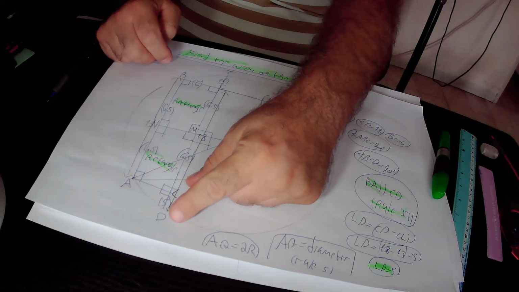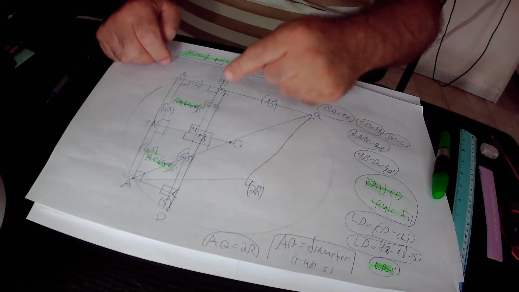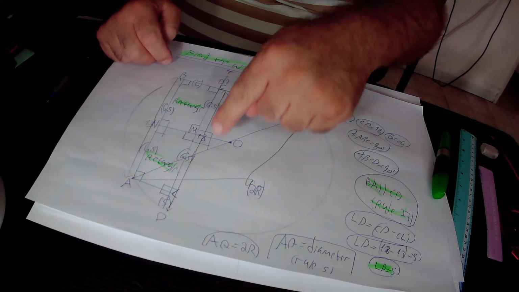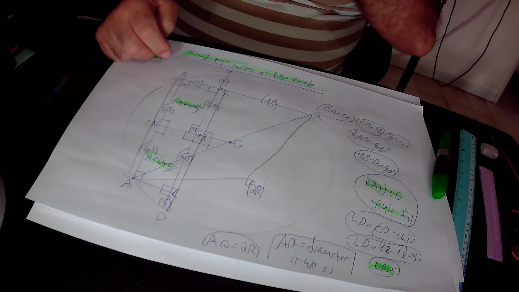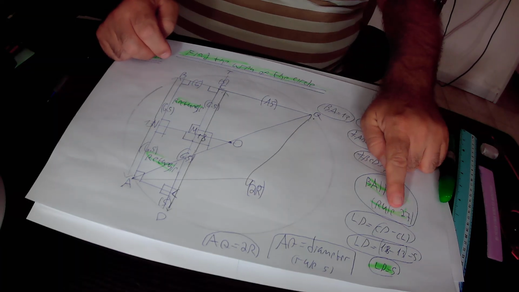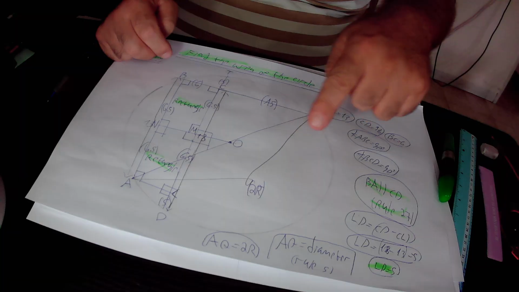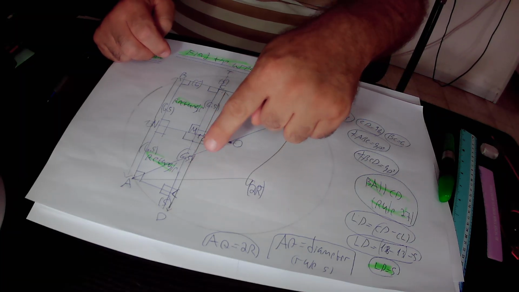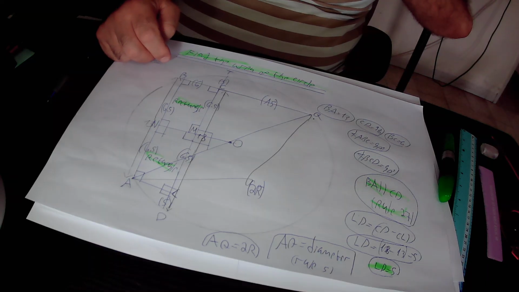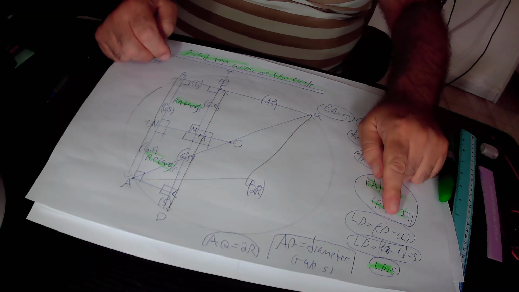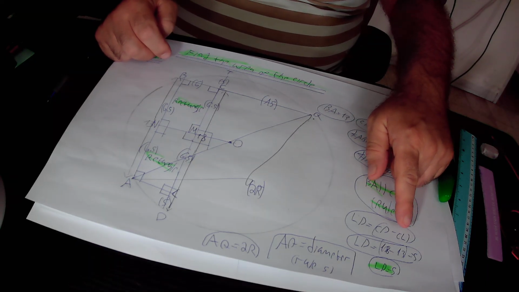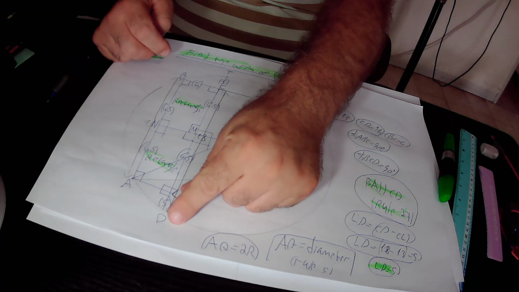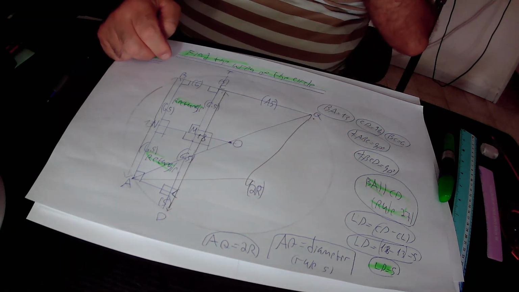What is the length of this short line segment LD? LD equals CD minus CL. So LD equals CD, that is 18, minus CL, that is 6.5 plus 6.5, which is 13. So in total, LD equals 18 minus 13, that is 5. So this short line segment LD equals 5 units in length.